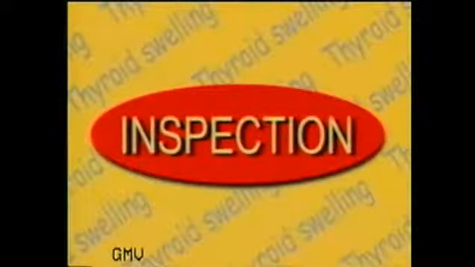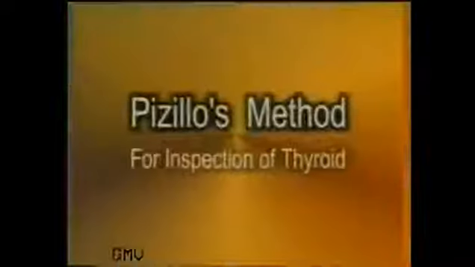For inspection, make the patient sit on a stool with the neck slightly hyperextended and inspect the thyroid from the front. Asking the patient to swallow makes the thyroid more prominent for inspection. If the patient has a short and fat neck, ask the patient to clasp the hands over the occiput and push the head backwards against the resistance of the clasped hands. This is the Pizzillo's method to make the thyroid more prominent for inspection.